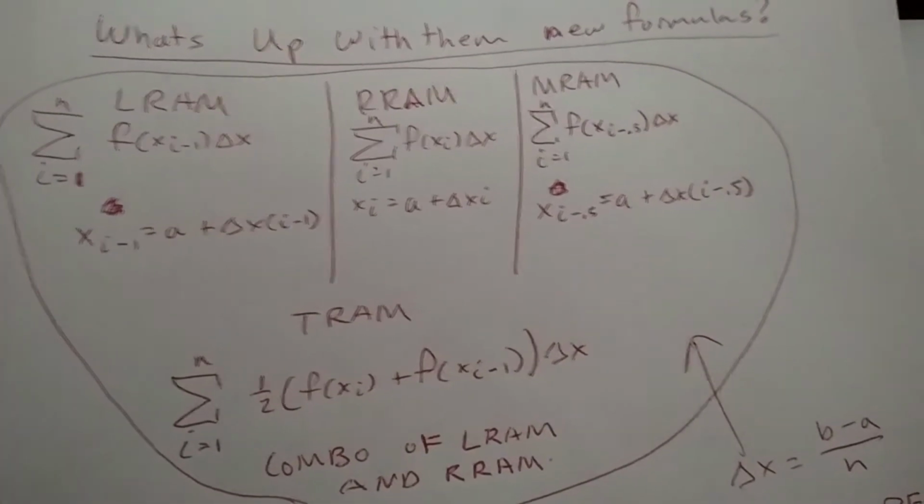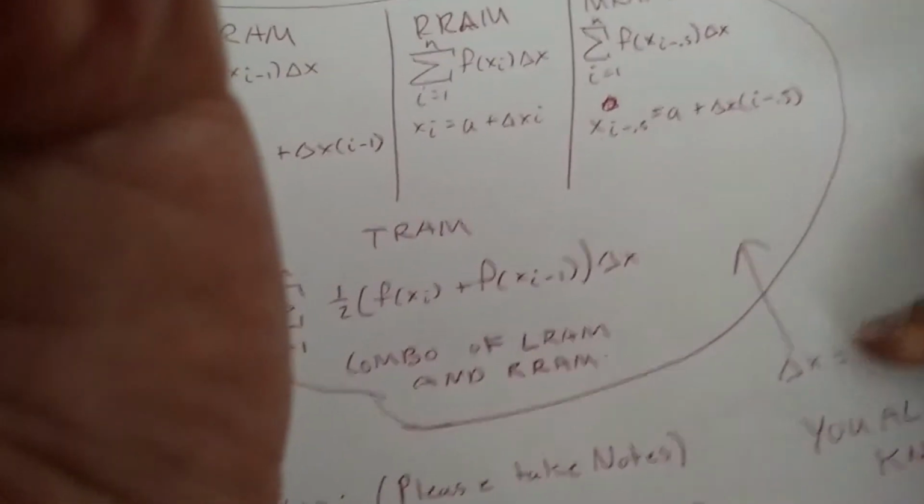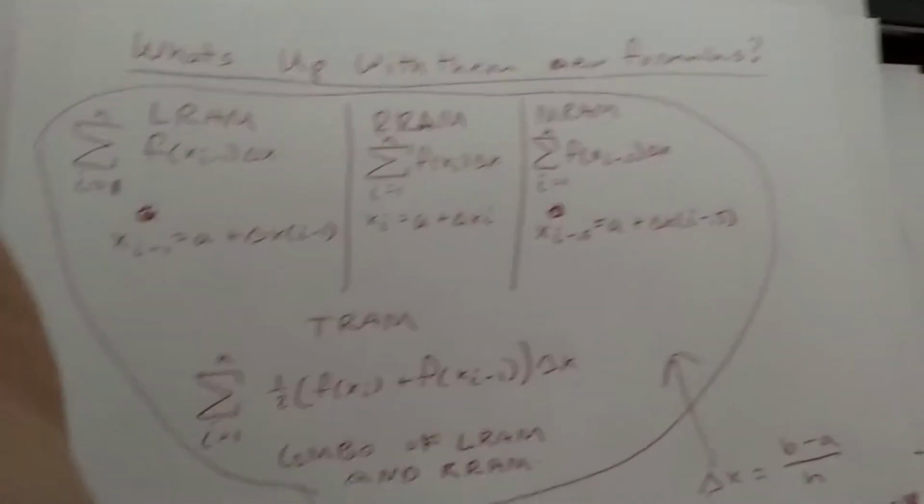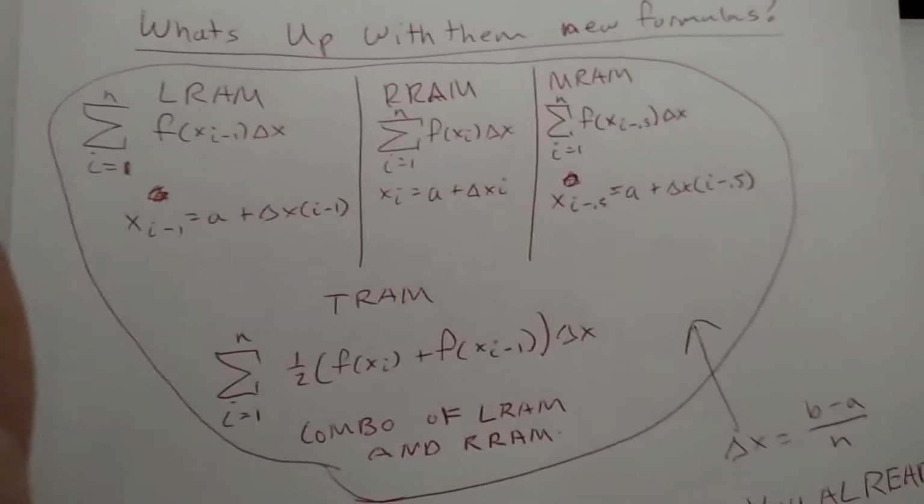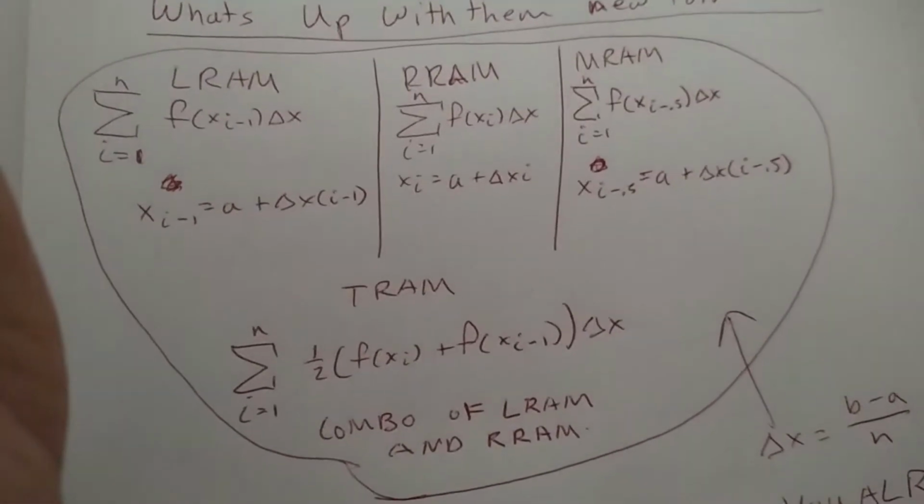So here are the formulas. You take a minute to copy them down. Don't forget your delta x over here. It's always the same. All right, and so let's move on. I messed up my first example. Let's go to my example. 1's on the bottom. Sorry.